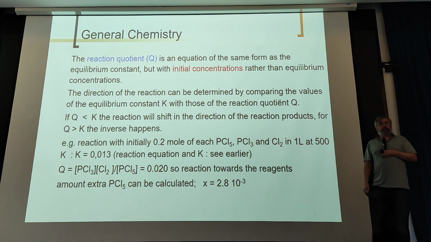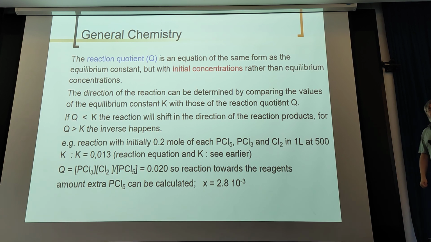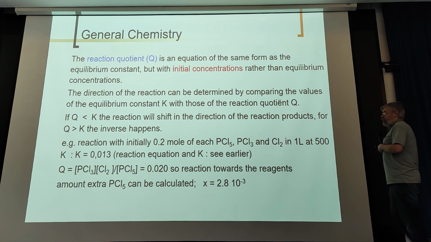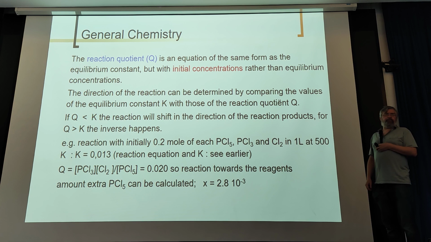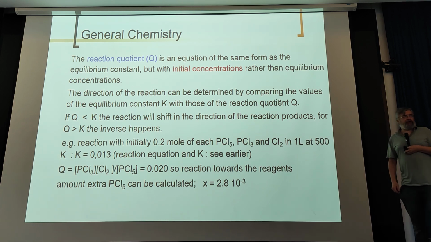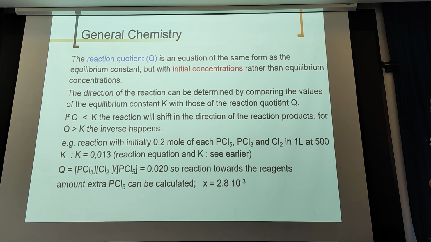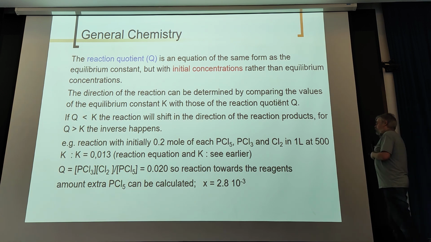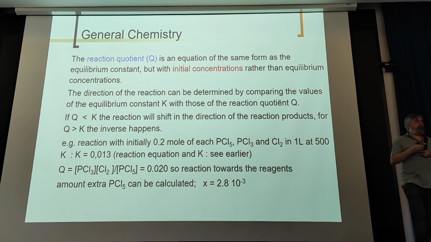So let's again look at a real example, again with this equilibrium between PCl5, PCl3 and chlorine. Let's put 0.2 mole of each in 1 liter at 500 Kelvin. We know the equilibrium constant there, and it's 0.013 for Kc, as we have calculated earlier. So in which direction will this move?